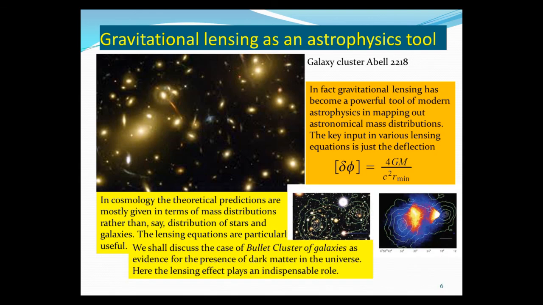In fact, we will discuss a case in cosmology, the so-called bullet cluster of galaxies, as direct evidence for the presence of dark matter. Here, the lensing effect is indispensable to find out the mass distribution, to show that there must be dark matter.